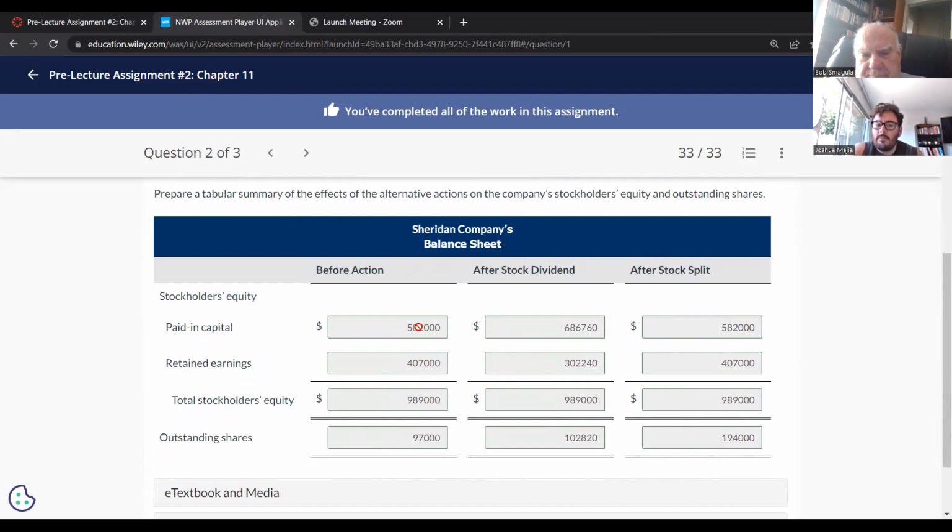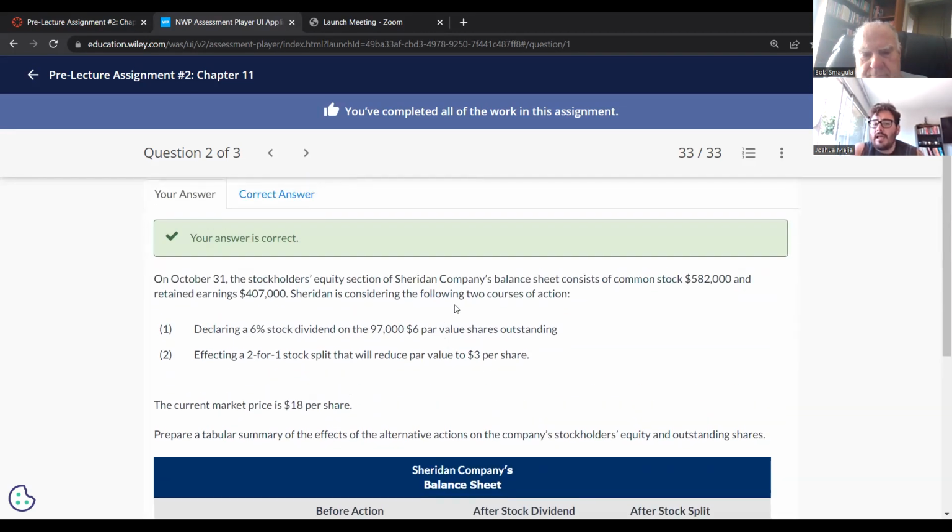But I wasn't able to get the paid in capital because the calculations I was doing was this plus the additional. No, the paid in capital has nothing to do with the $18. The paid in capital is whatever it was at that point in time. So then it's just $18, the reason they gave you the market price is to do the stock dividend. Okay.